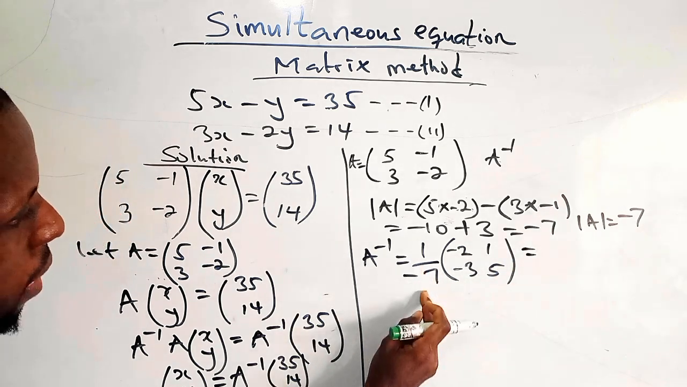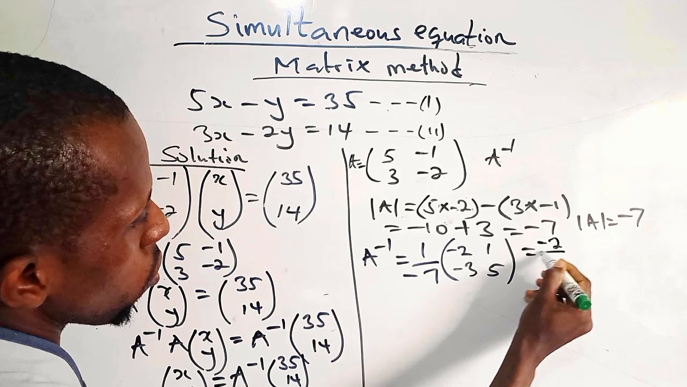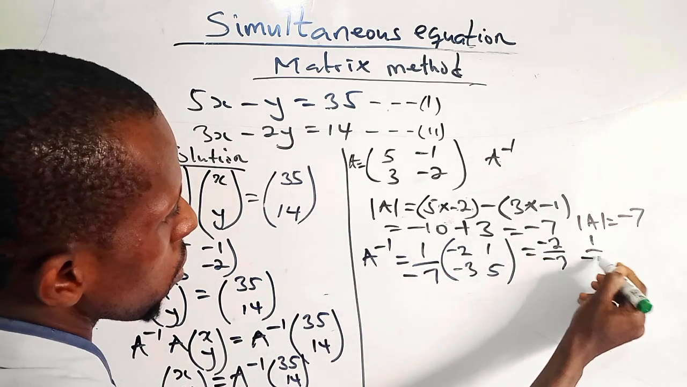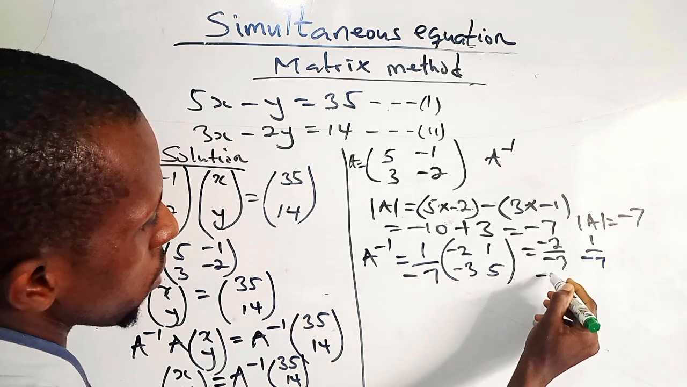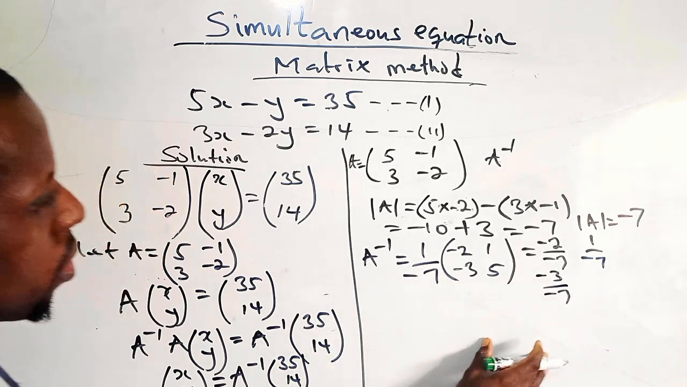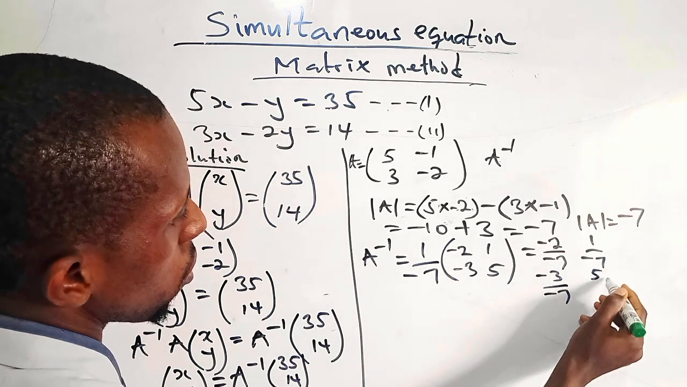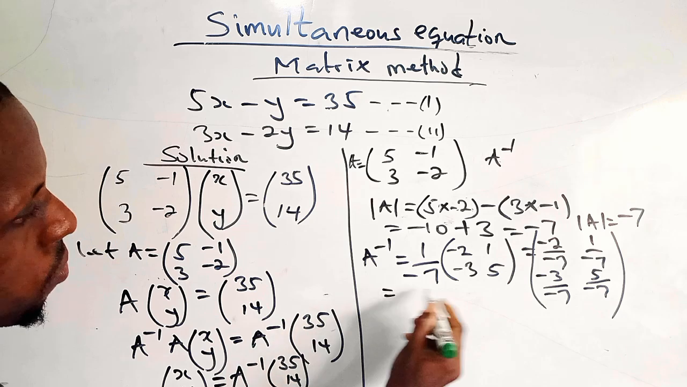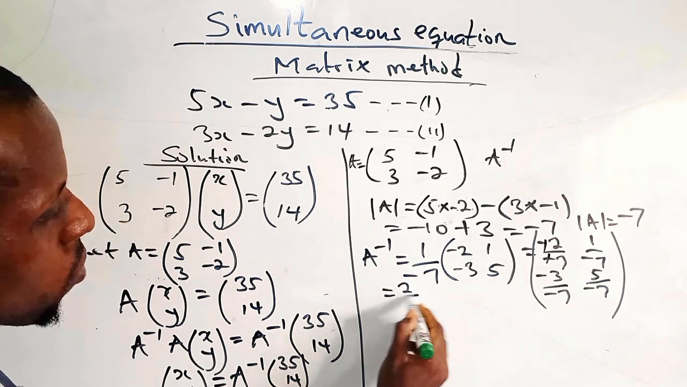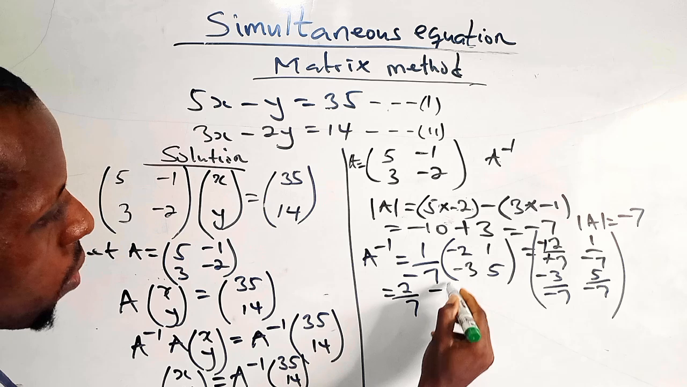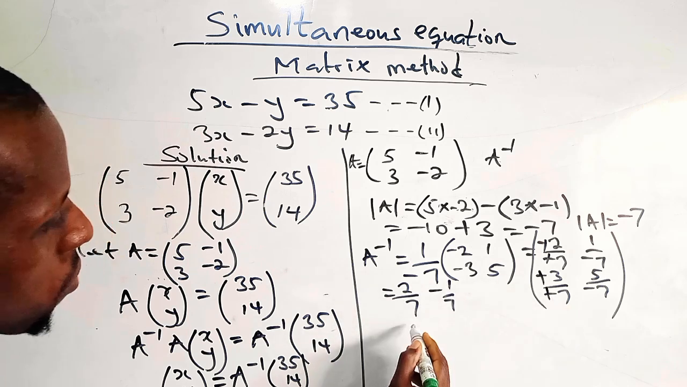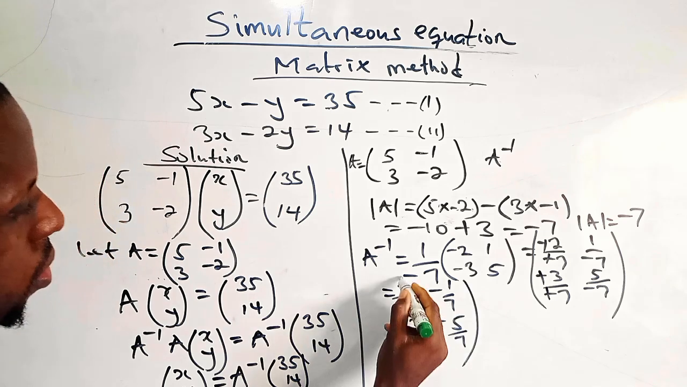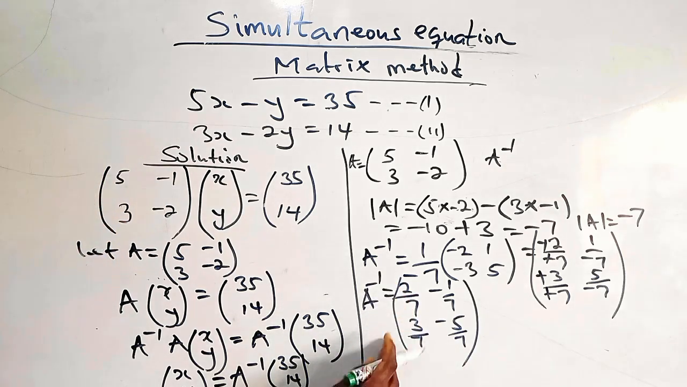further. So when you multiply this with -2, you have this to be -2 over -7. When you multiply this with this, you have 1 over -7. When you take this with this, you have -3 over -7. This with this, you have 5 over -7. So when you resolve this further, minus cancel minus, that is 2 over 7. This one is -1 over 7. Here you have 3 over 7, and here you have -5 over 7. So this is the inverse of A.